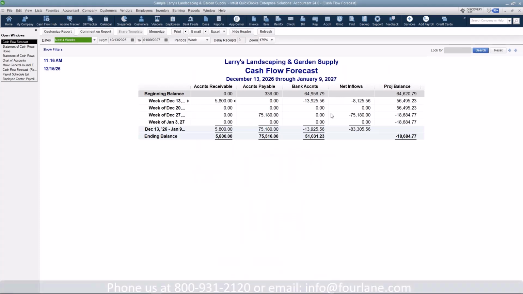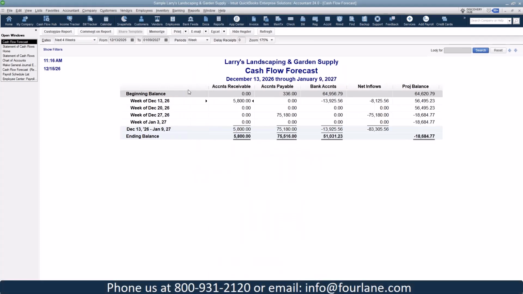So with this one, okay, you can see that the layout here is a lot simpler, and that's a good thing. So this tells us here's our beginning balance, okay? This is our bank accounts. We're at $64,956, okay? And then it separates it by weeks for us. Now this is customizable, right? We can say we want to look just at the next 4 weeks or the next fiscal quarter or the next fiscal year if you wanted to try and project out that far.